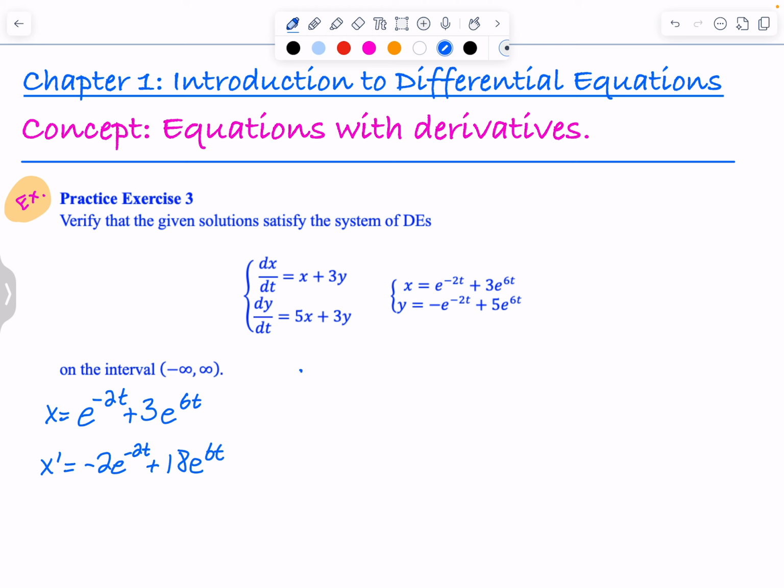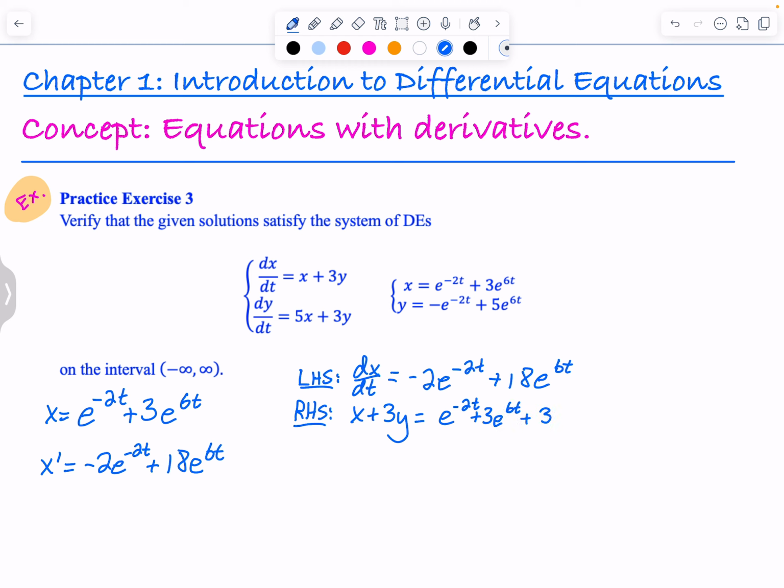So let's go ahead and verify the first one. Left-hand side, I'm going to do dx dt, which is equal to, oh, we just had that. So -2, I'm just going to write it again here to be neat, 6t. And then the right-hand side, to verify it, is going to be x plus 3y. Well, that's going to be e to the -2t, 3e to the 6t, plus 3 times y, which is -e to the -2t, 5e to the 6t. And all I've got to do is verify that that is also the left-hand side.